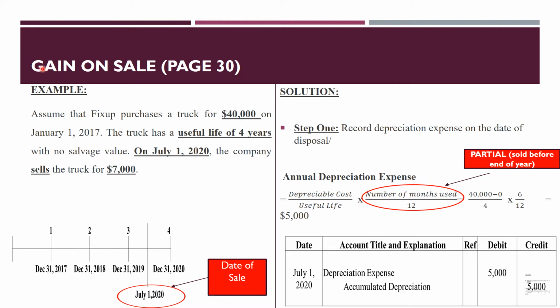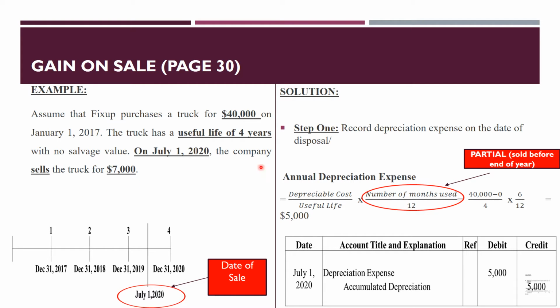Please open your book on page 30. Here we have an example. Assume that Fix Up purchases a truck for $40,000 on January 1, 2017. The truck has a useful life of 4 years with no salvage value. On July 1, 2020, the company sells the truck for $7,000.